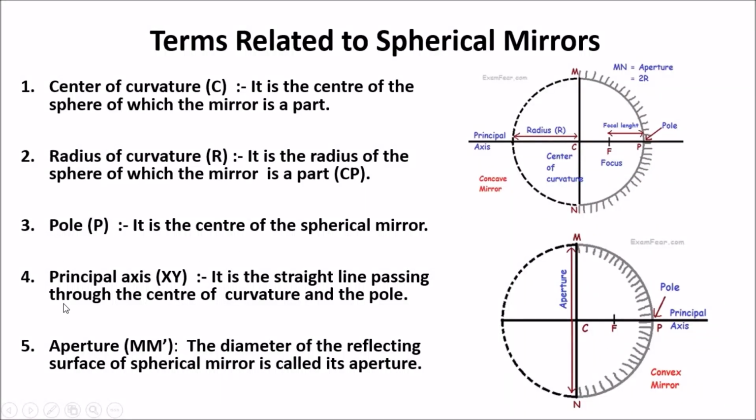The next one is the principal axis, represented with the symbol XY. It is the straight line passing through the center of curvature and pole. You can see the line passing through the center of curvature and pole in both cases. And the last one is aperture, which is represented with the symbol MM dash, or you can also label it as MN. It's the diameter of the reflecting surface of a spherical mirror.